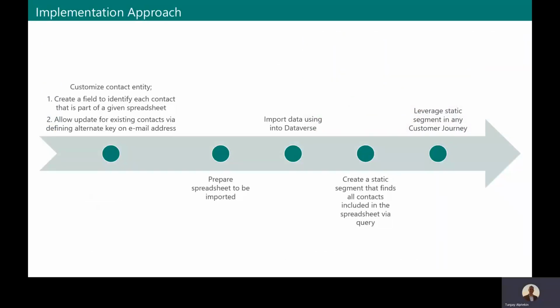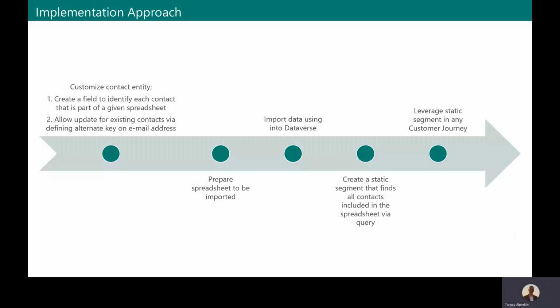As a first step, I'm going to customize the contact entity and add a custom field. And that field identifies each contact that is a part of a given spreadsheet. Then I'm going to create an alternate key on the email address field. This step is required to allow updates for existing contacts in the database using the import tool.